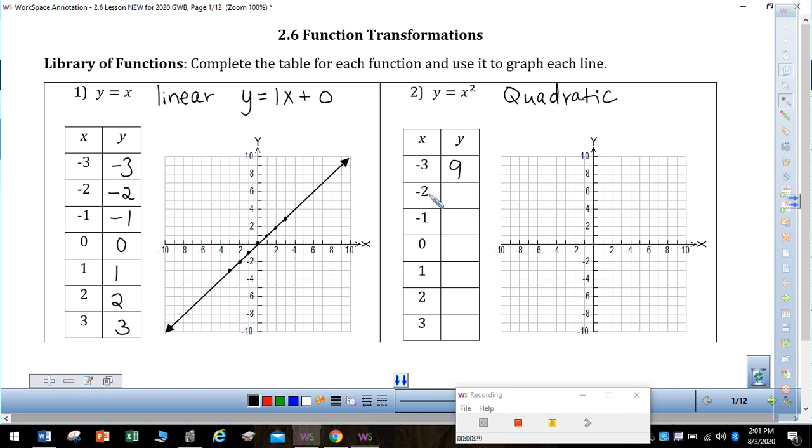Negative 2 multiplied by itself is positive 4. Negative 1 squared is positive 1. 0 squared is really 0 times 0, which is still 0. 1 squared is 1. 2 squared is 4, 3 squared is 9. So, although we have different x values here, we have a little bit of symmetry in their corresponding y values. So here's what the graph of that looks like. We've got the points negative 3, 9; negative 2, 4; negative 1, 1; 0, 0; 1, 1; 2, 4; and 3, 9.